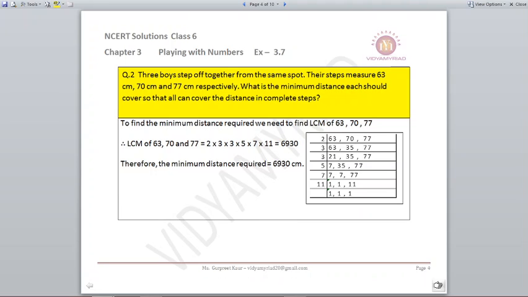So try to reach 1. You can even stop at the second last level, that is 1, 1 and 11, but it is always better if you reach the last step, that is 1, 1, 1. In this case, whatever is coming in your first column, that is 2, 3, 3, 5, 7, 11, all will be multiplied together. So the minimum distance required will be 6930 centimeters.